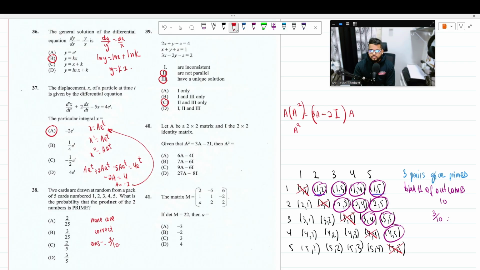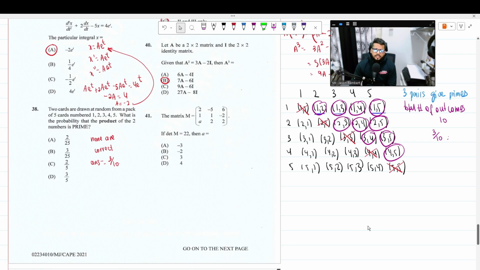I will get A cubed is 3A squared minus 2AI. 2AI is going to give me the identity times any matrix, which gives me back that matrix. A squared is 3A minus 2I, and I'll get minus 2A. So 3 3s are 9A, take away 6I, minus 2A. 7A, take away 6I. The answer is B.